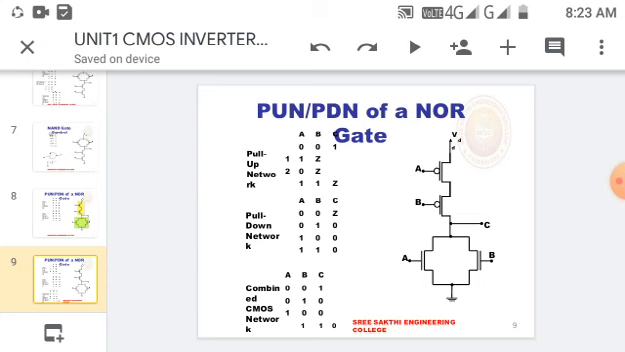So with this we are able to draw any circuit with the help of NAND and NOR logic. So three important circuits: the CMOS inverter, then NAND logic and NOR logic, are used for the design of VLSI circuits. Thank you.